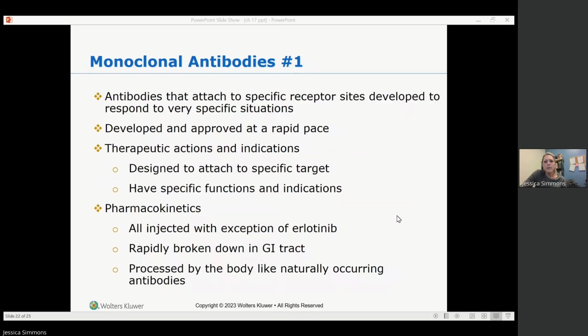Monoclonal antibodies, we saw a really big use of these during COVID. Antibodies that attach to specific receptor sites developed to respond to very specific situations, like the COVID vaccine. They are all injected except for one of them, and they're processed by the body like naturally occurring antibodies.